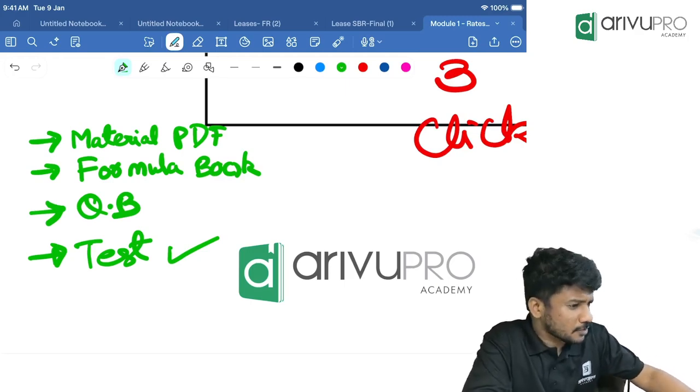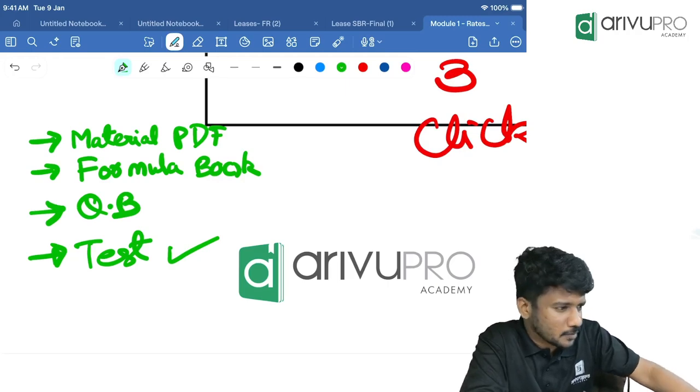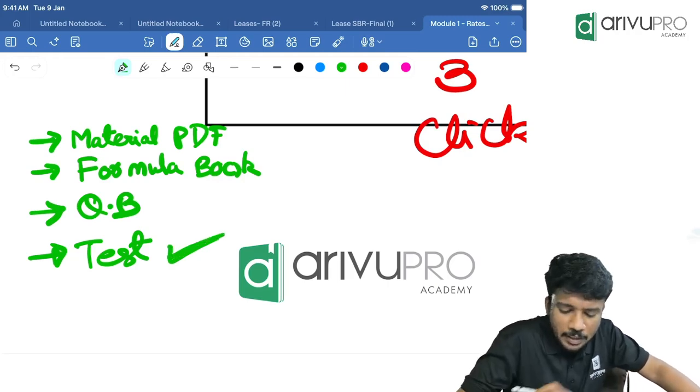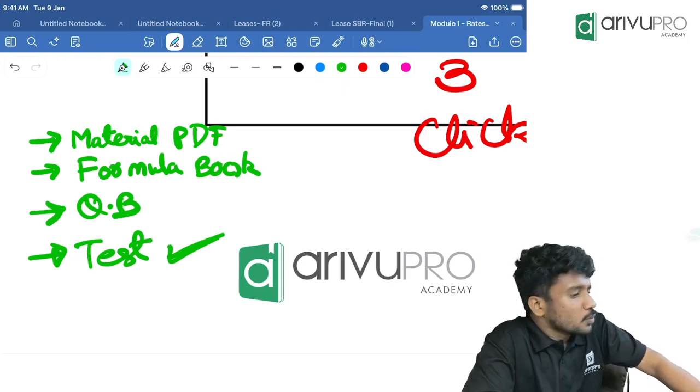Okay, I'll conduct a test. For 8 minutes, a 4-mark test will be there. Then tests will be there regularly. Anything else you want with respect to extra add-ons?